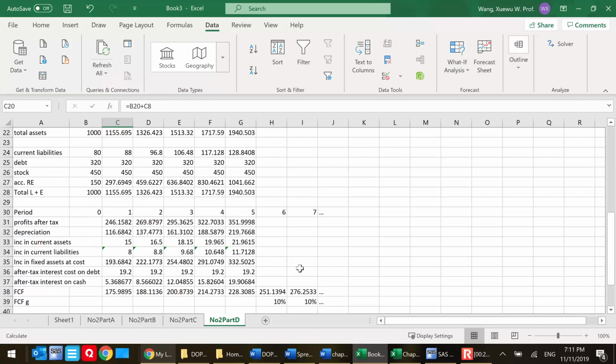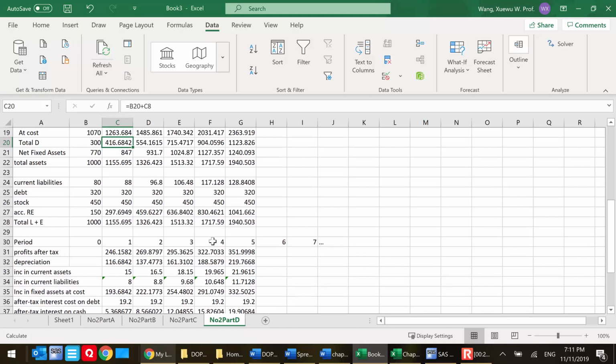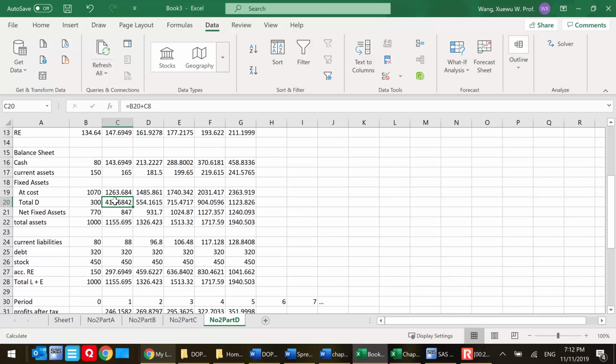So if we're going to look at the fixed assets at the cost, first of all, I'm going to model this step function here, okay? And fixed asset at cost, and you have total depreciation, and so your net fixed assets, that part should change as well, because if you're changing the fixed asset at the cost, then your total depreciation and net fixed assets may change as well. All right, so I'm going to look at this one here.